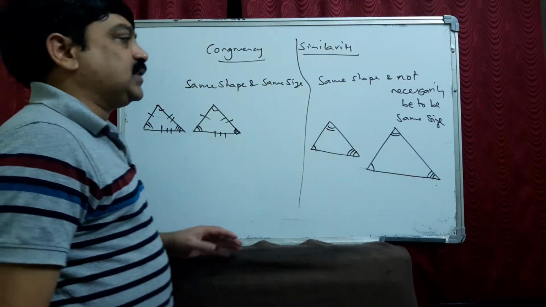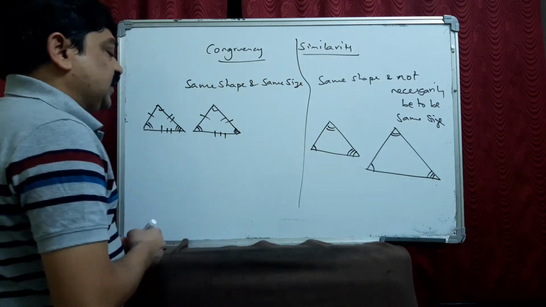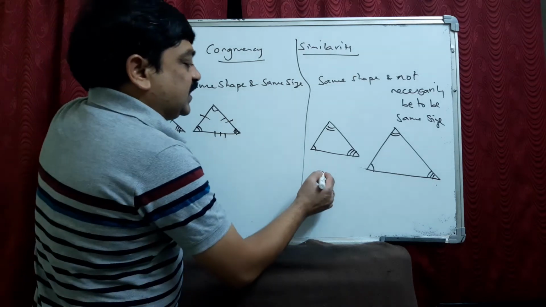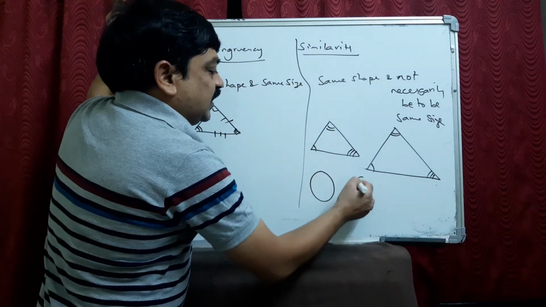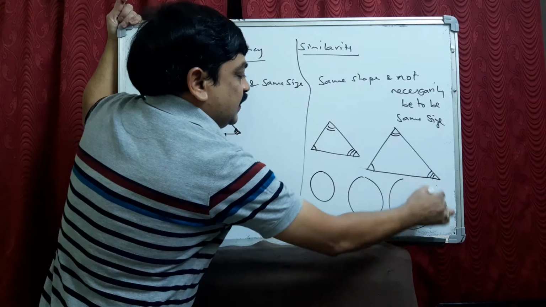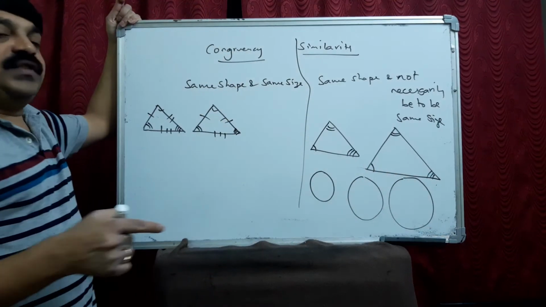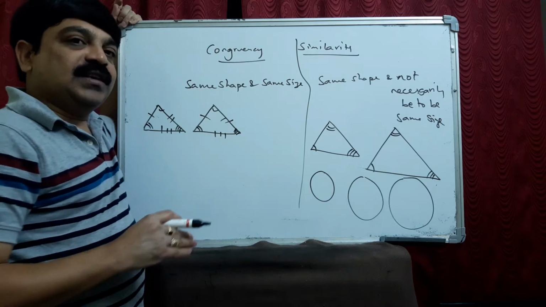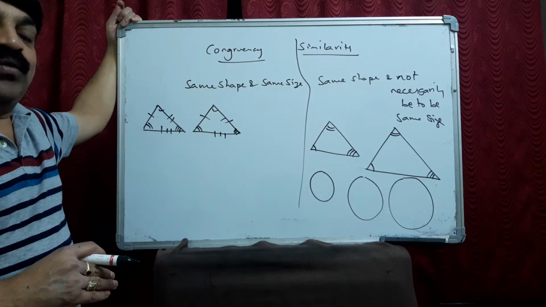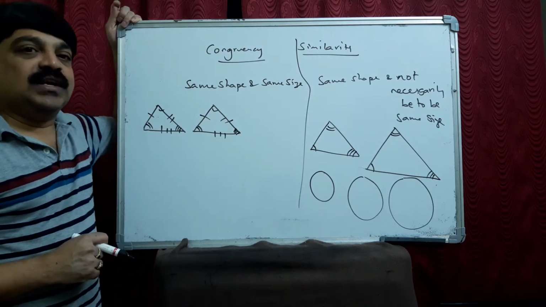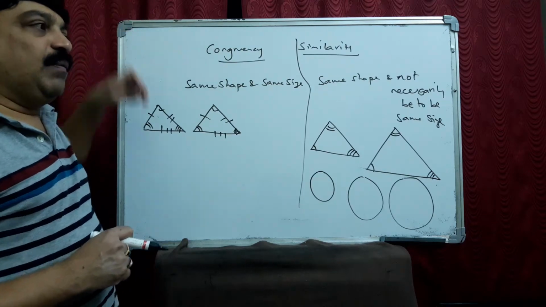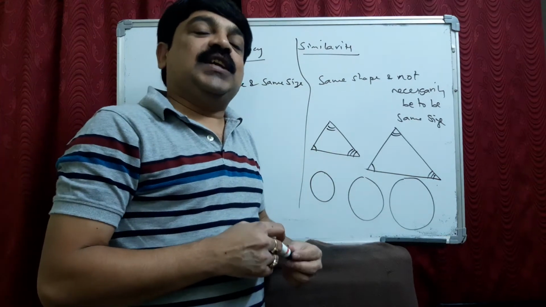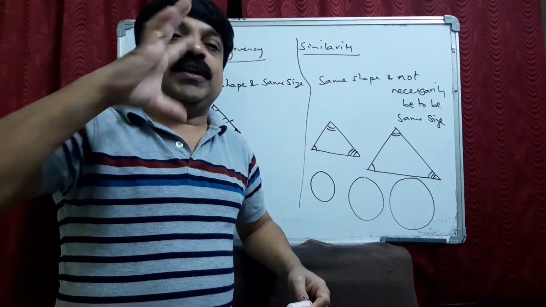Not only in triangles, it happens in many cases. Suppose you see circles: this is a circle, and this is a circle. These are all of the same shape, but not of the same size. So all circles can be taken as similar circles. We should not apply congruency for circles. Congruency will be applied only when figures are of the same shape and also the same size. Keep that in mind.